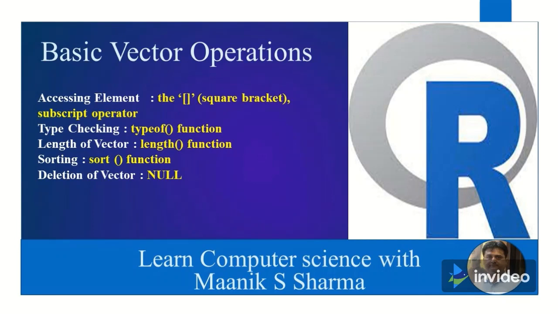Further, to sort the elements of a vector in R, the sort function can be used. By default, it will sort the elements in ascending order. However, for descending order, we have to pass an argument, that is decreasing = TRUE, to the sort function. Last but not least, deleting a vector. A vector can be deleted by reassigning it as NULL. To delete a vector, we have to use the NULL operator. If you want to delete a vector A, then we need to assign NULL to A.